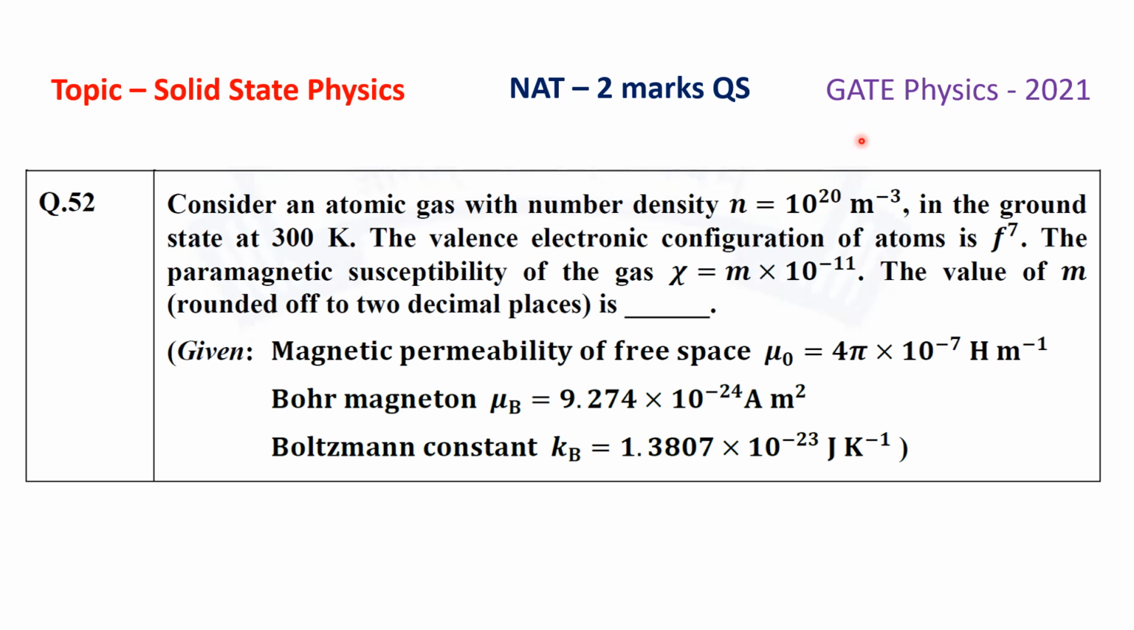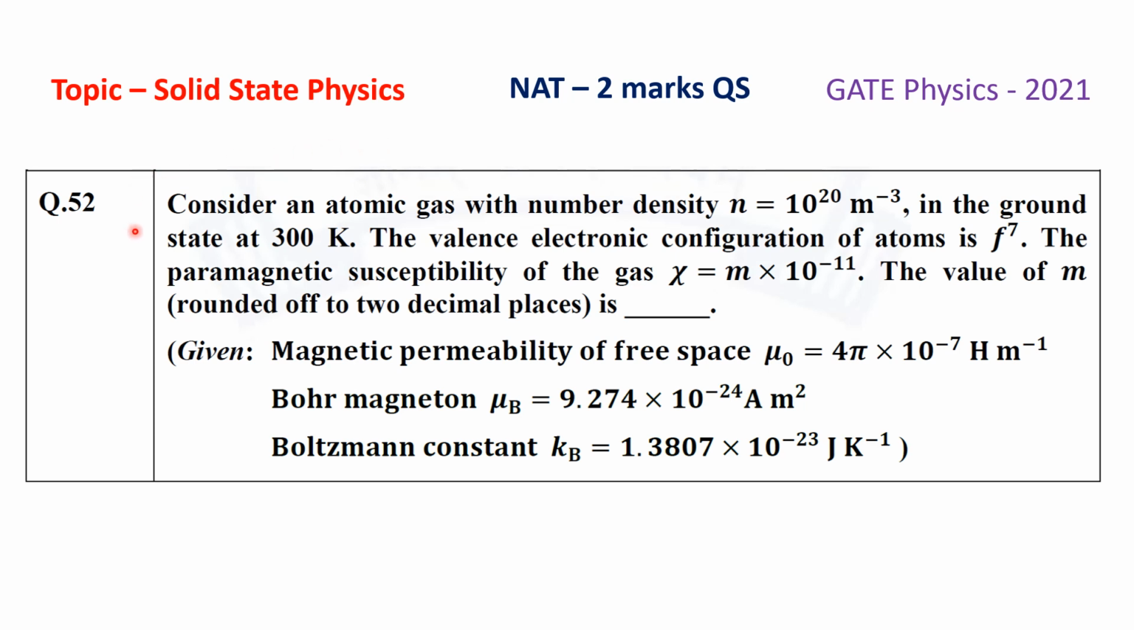This question is from the GATE Physics paper 2021. This is a numerical answer type, that is NAT, having 2 marks. The topic of the question is solid state physics. Specifically, this question is from the chapter Magnetic Properties of Material.